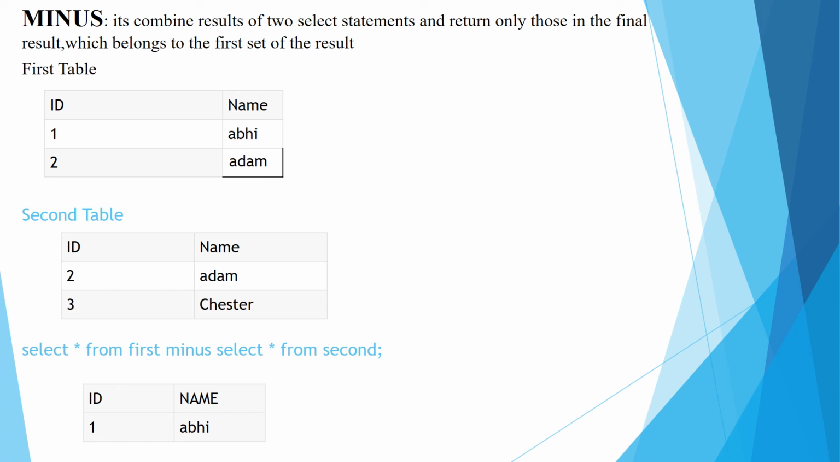So union, union all, minus, intersect: these are all set operations used only with select commands. Based on the select commands, we combine these two tables and finally write the result in the resultant table. So the set operations are over in this video.